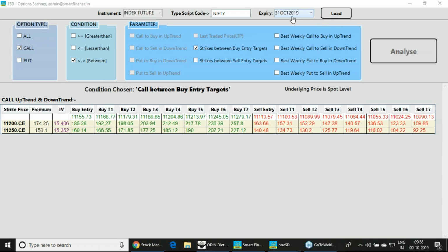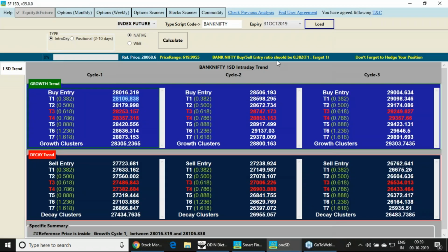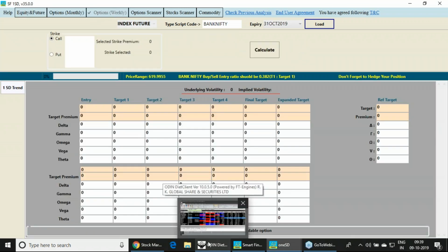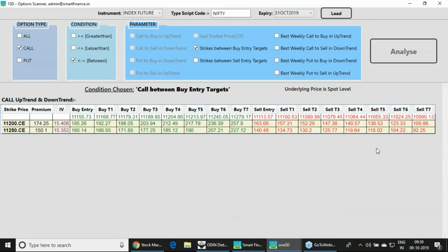This is the monthly options, not the weekly options. For weekly options we have given a separate tool, and weekly options don't have this scanner. The option scanner we have only for the monthly options. If you want to trade in weekly strikes, you can analyze them individually.